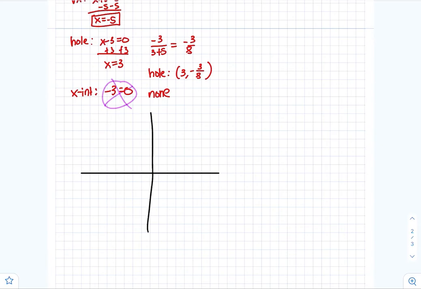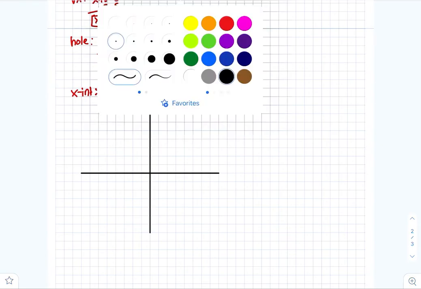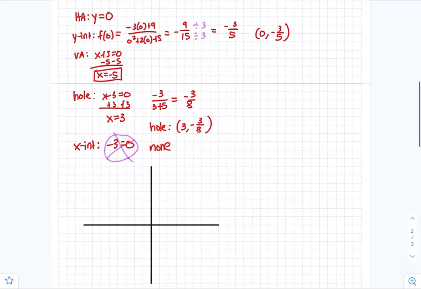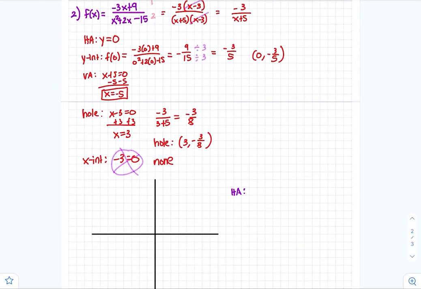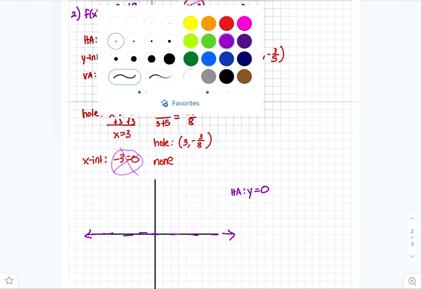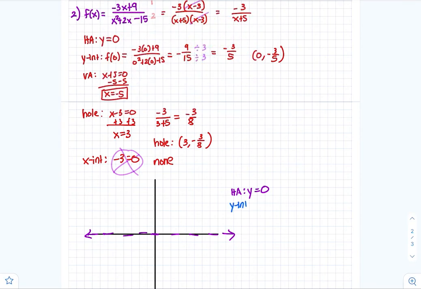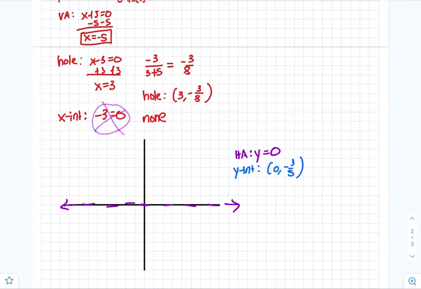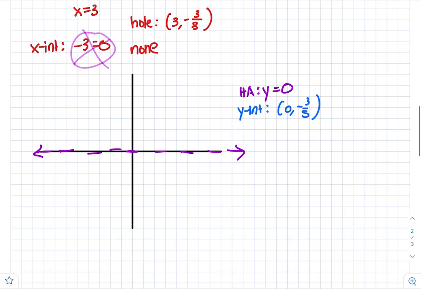So again, sorry, the horizontal asymptote was y is equal to 0. So at y equal to 0, we make a dotted line alongside the x-axis. Okay, the y-intercept was 0, -3/5. -3/5 is like -0.6, which means it'll be between 0 and -1. It's going to be right around there.